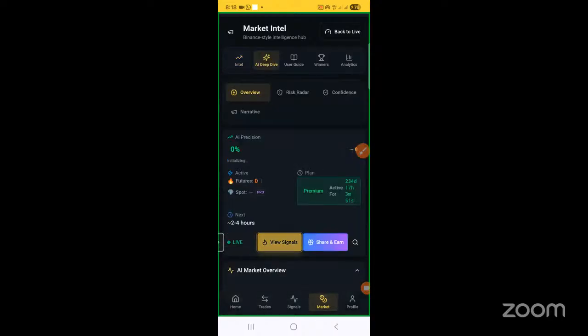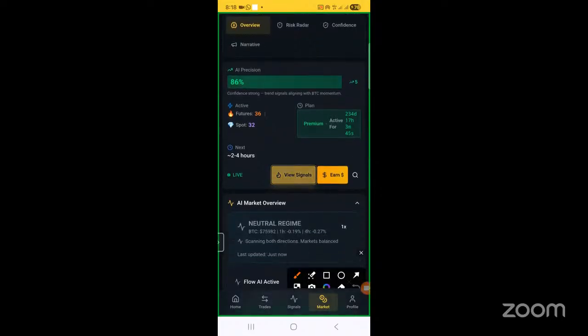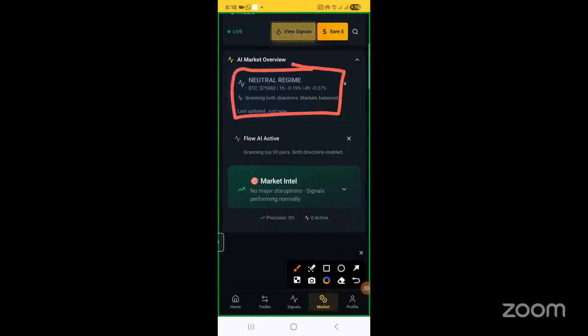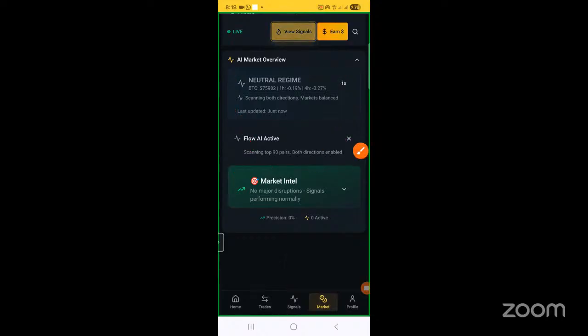If we go here to get an AI deep dive, this is why you see the AI precision once again. Then the signals in play. Remember, this was a signals platform and they just transformed it into a trading board. Okay, this is why you see the market movement. Look at the market movement. It is saying neutral, which means the market is just moving in a range. It is not jumping up or going down.